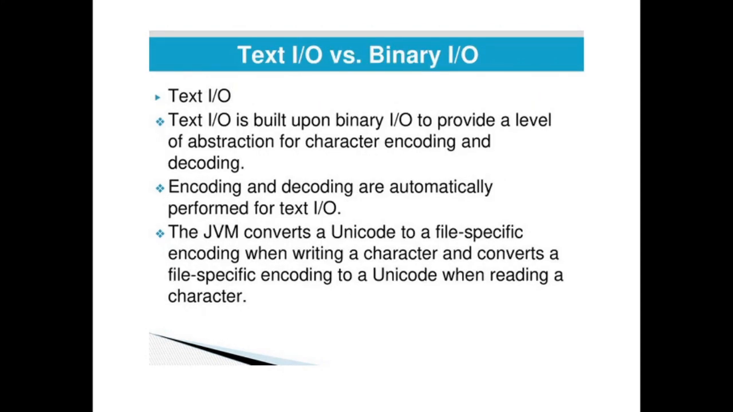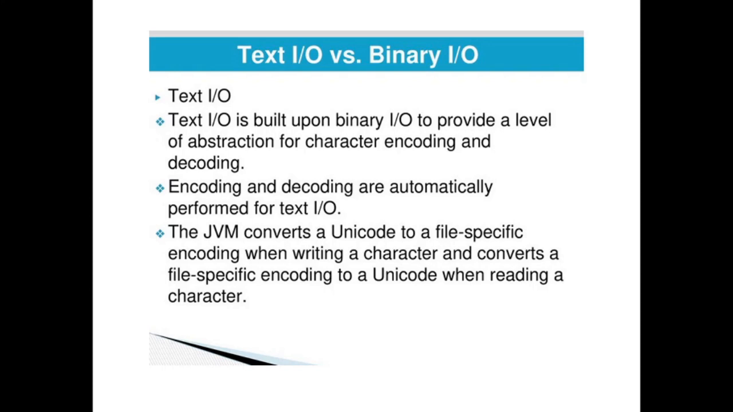And text input output versus binary input output, most of the points you've already taken up, but let's revise that. Text input output is built upon binary input output to provide a level of abstraction for character encoding and decoding. That is, text input output is by default built upon binary input output, because all text files are also binary files, and since the computer reads only binary data, all files are binary files, but text files are built upon binary files. That is, a level of abstraction is achieved using text files.